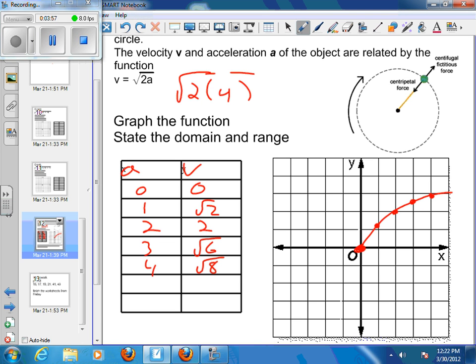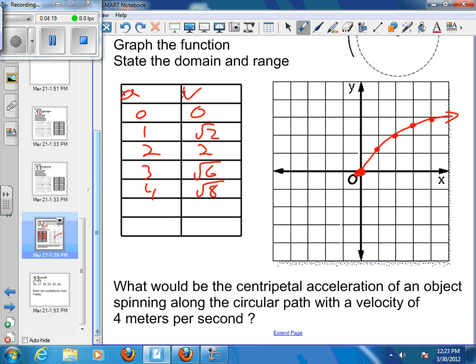And so then we can trace in our function. So then we want to state the domain and range. The domain is going to be anything greater than or equal to 0, and the range is also going to be anything greater than or equal to 0. You can see where we're never going to go further to the left, which would be our negatives, or go further down, which would also be negatives. So the domain would be anything greater than 0, and the range would be anything greater than 0. So starting at 0 and going on to infinity.